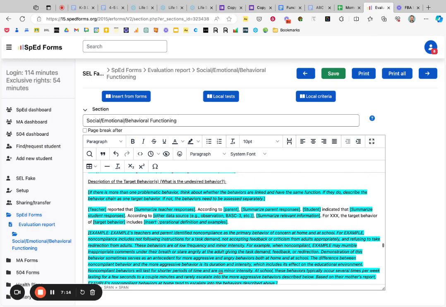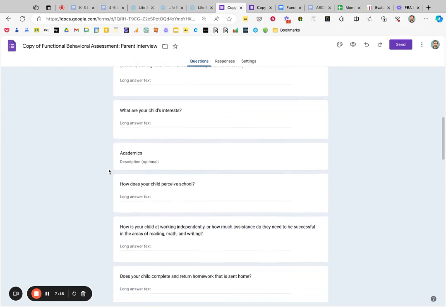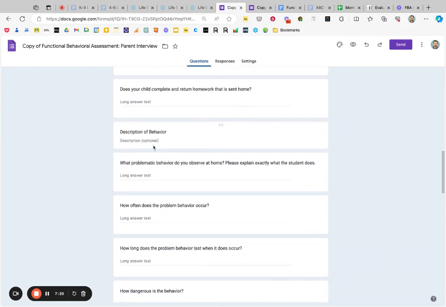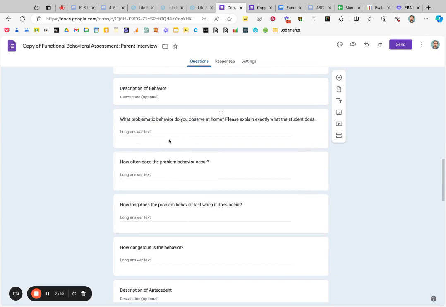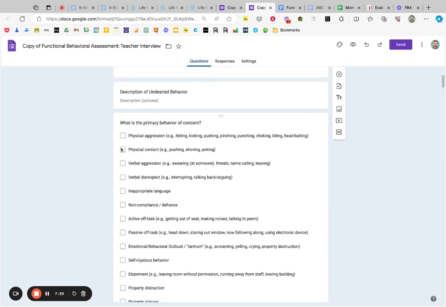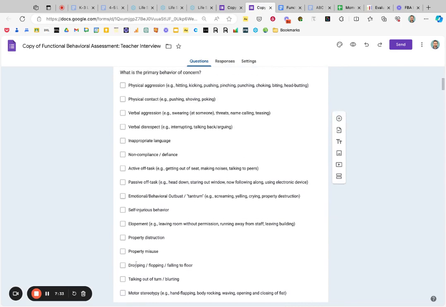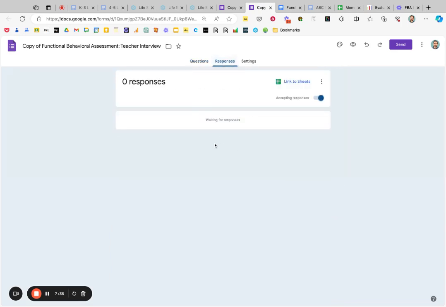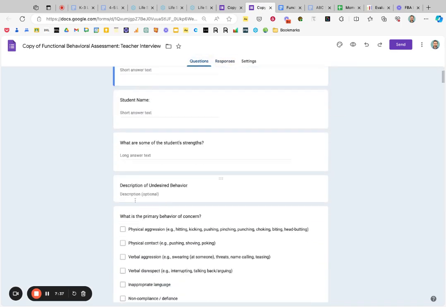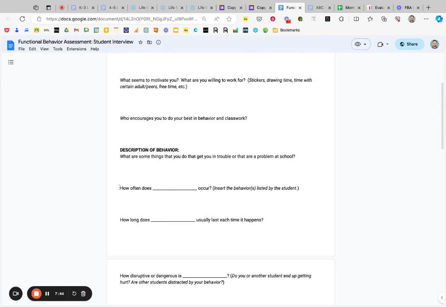Descriptions of the target behaviors. So let's look at those interviews again. Description of behavior. What problematic behavior do you observe at home? Description of the undesired behavior. So the teachers are checking these boxes. So if multiple teachers, in my responses, I'm going to have a chart, which is super handy, of like 2 people picked this, 3 people picked this. And then the student, you're asking them to describe the behavior.